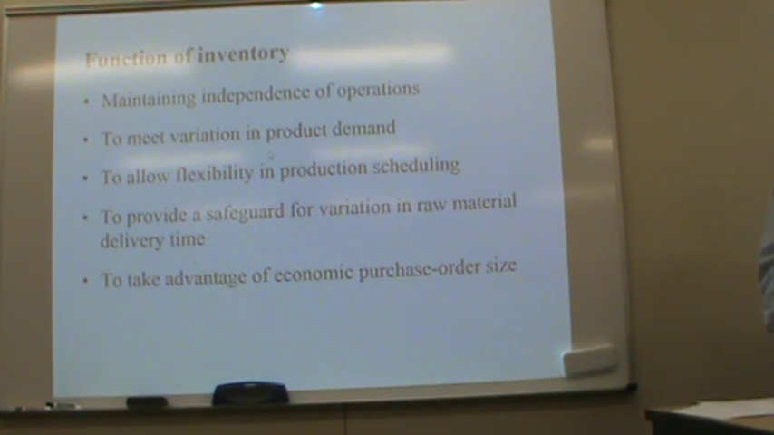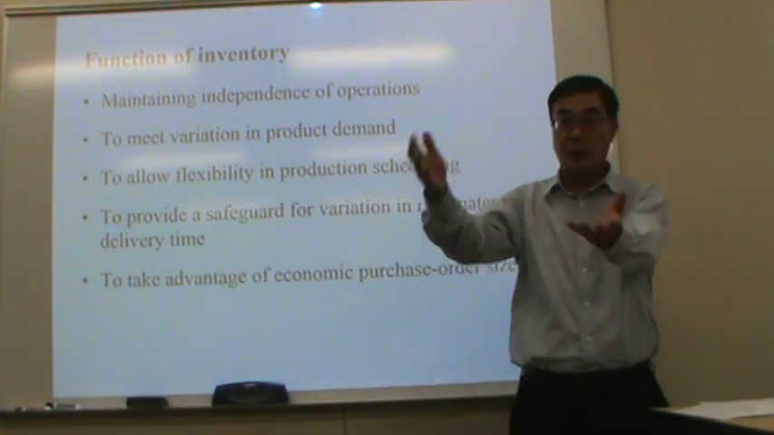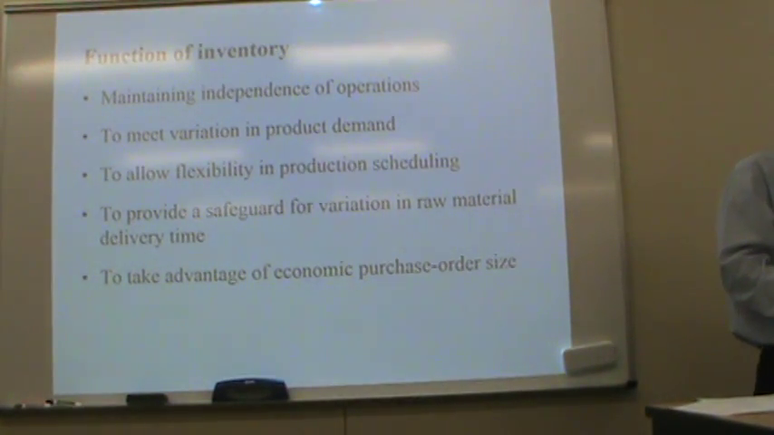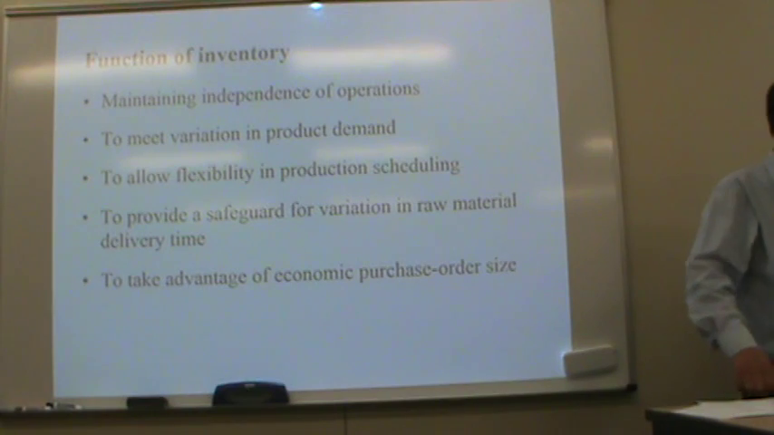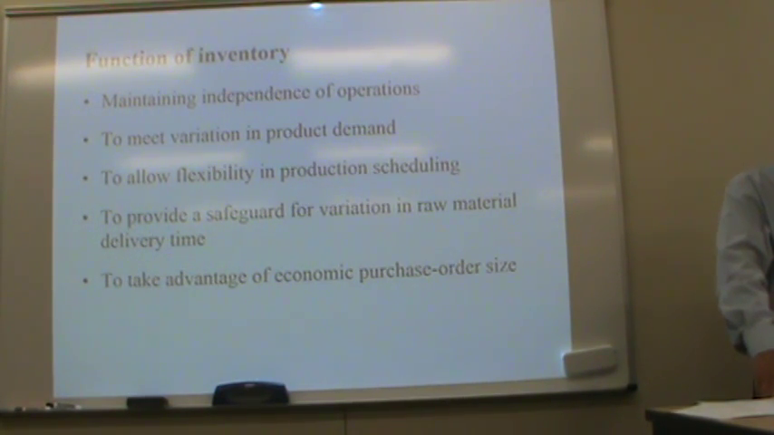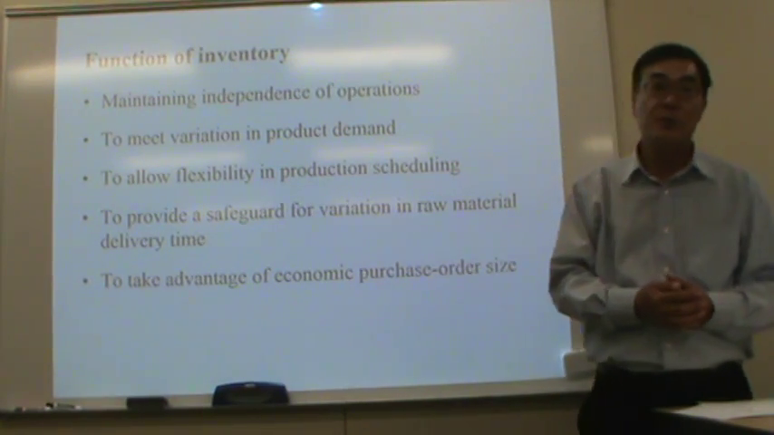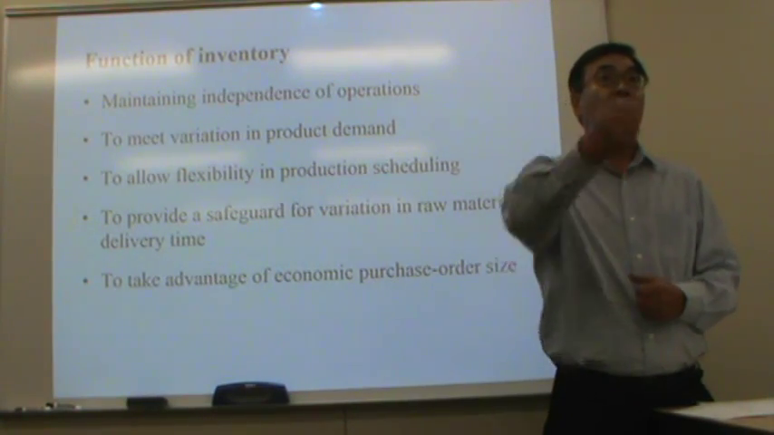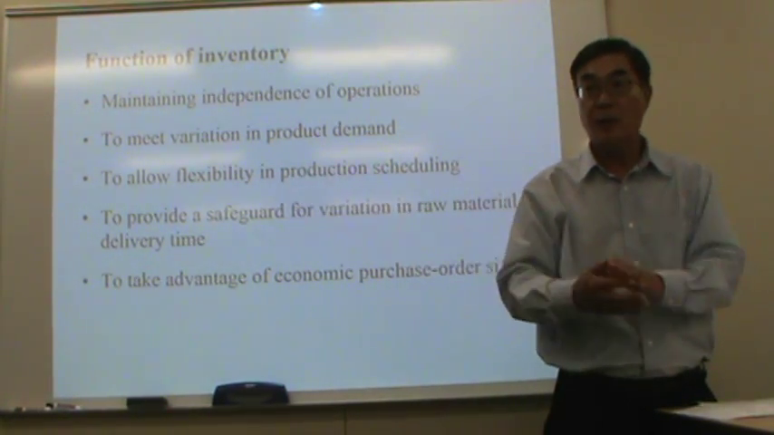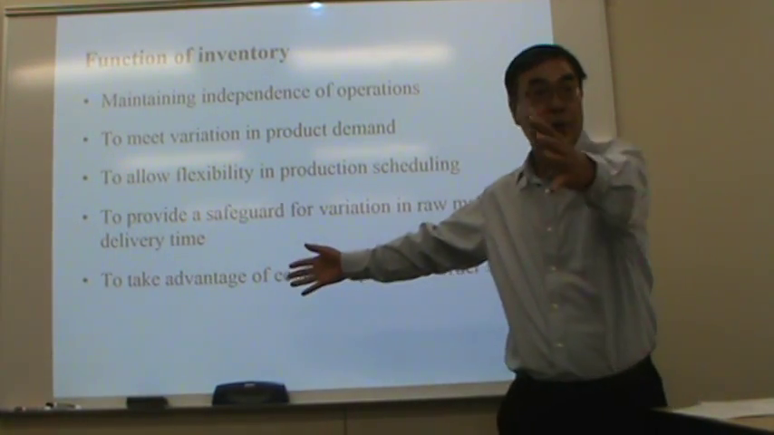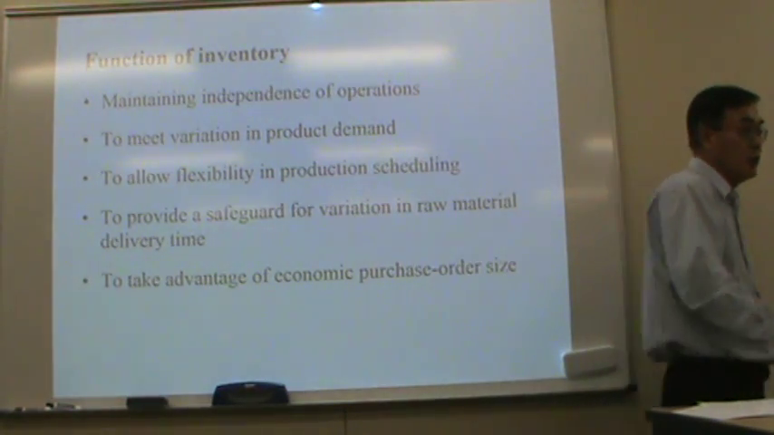Then variation in demand change. If we have inventory and demand is high, then we can meet that change. And flexibility, same story. With independence, we can change the schedule. And safeguard. This one is the same as meeting the variation, right? Same story. And then taking advantage of economic purchase order size. Buy one by one, regular price. Maybe we buy many, then we can have a discount, right? So if we have enough inventory space, then we can buy more. Then we can buy at a cheaper price.